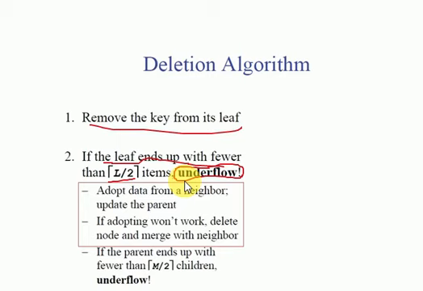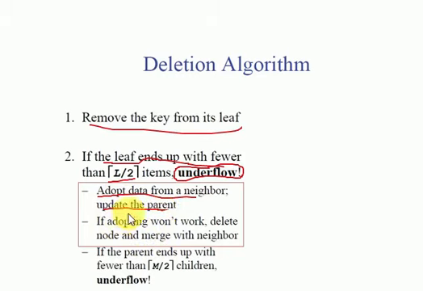If it is underflow, that means it is not fulfilling the definition of a B plus tree node. What we'll do here is adopt the data from the neighbor and update the parent. So we are taking the data from the neighbor and will update the parent, because the parent is obviously the index node, which contains the minimum from its right link.